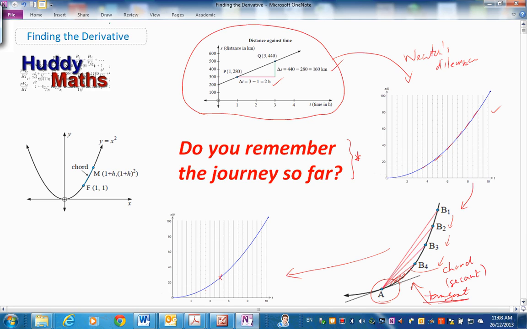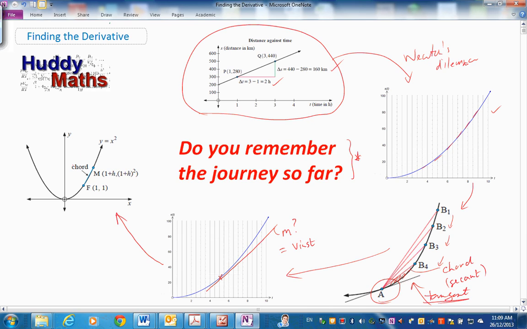So we decided we would construct a tangent in here and work out its slope, and that would be V inst, the instantaneous rate of change of displacement with time. Okay, do you remember that? And then we said, hey, that's not too accurate, this construction type idea. Can we do it theoretically?